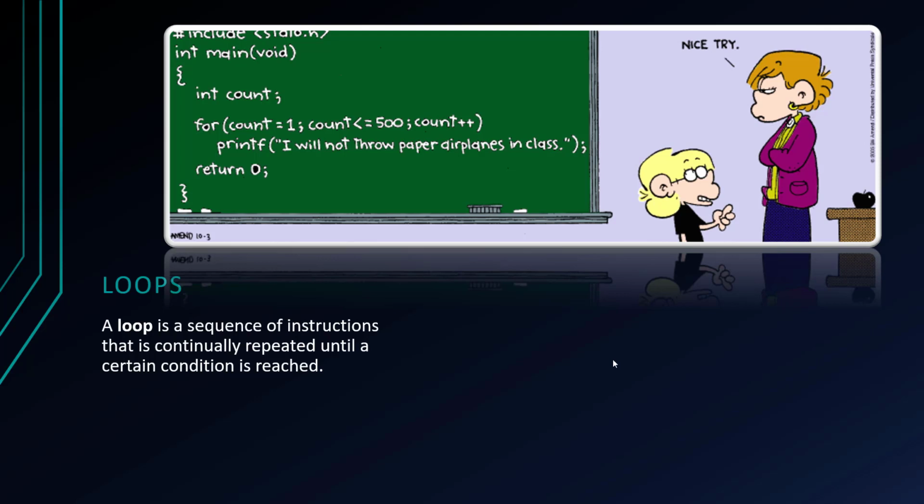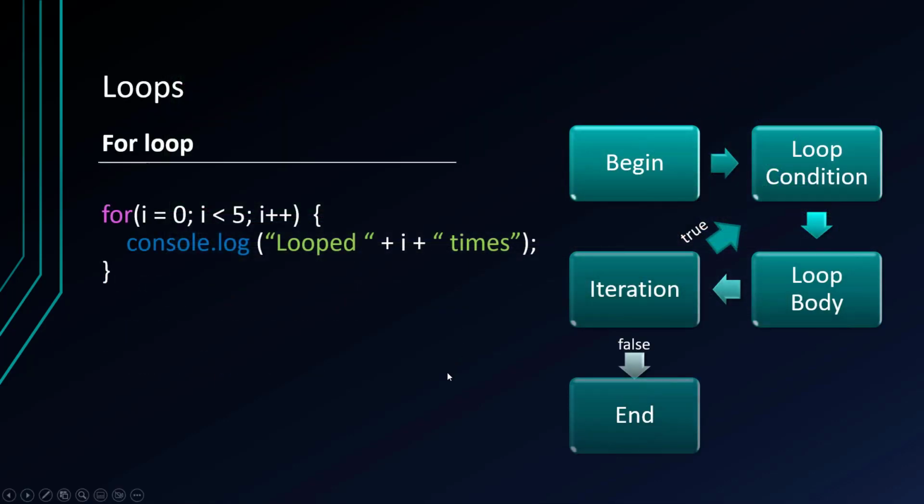There are different types of loops, like for loops and while loops. You'll learn those as well as we go. This is an example of a for loop. In a for loop, I initialize this variable called i. i is set to 0. As long as i is less than 5, keep looping and iterate, adding 1 to i after each loop.